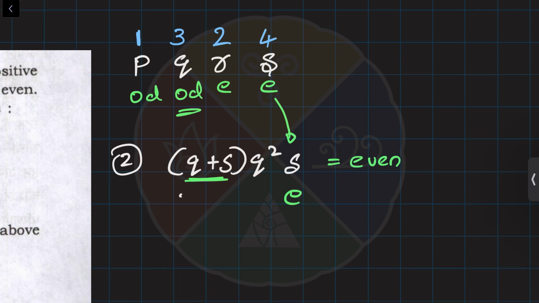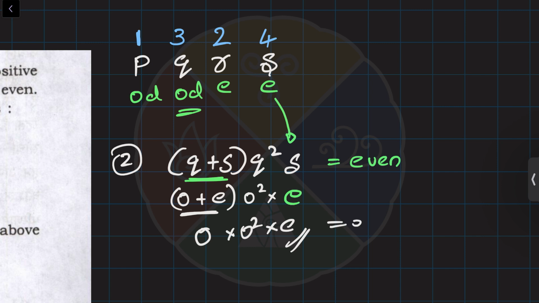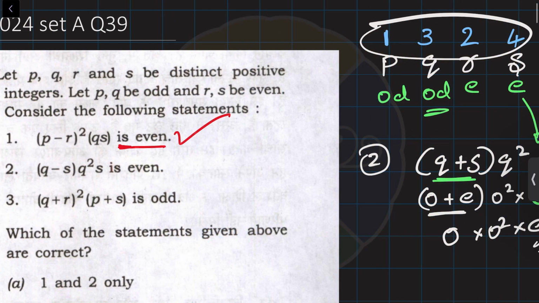So Q was odd plus S was even, into Q which is any odd. So this part is going to be odd plus even, which is odd. Odd into odd square into even. If a single even is getting multiplied, the entire result is going to be even. You can even substitute the values and check. This is always going to be even. So statement 2 is also correct.